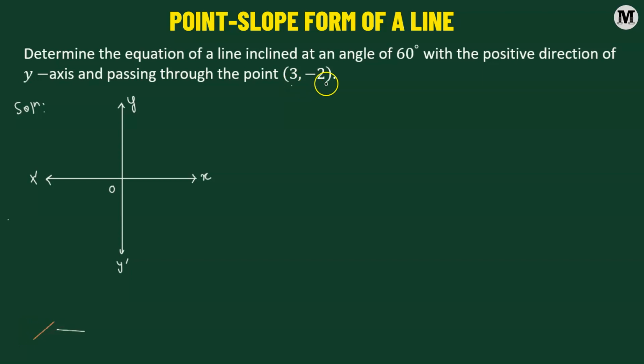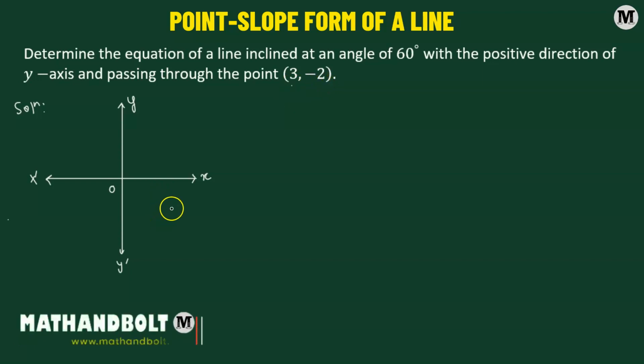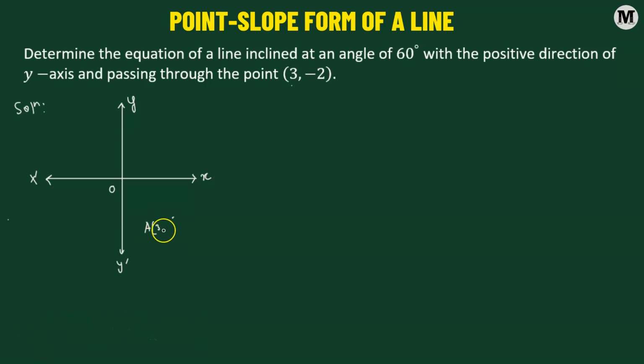Since our x-coordinate is positive and y-coordinate is negative, our point must lie in the fourth quadrant. Let us suppose this is the particular point A with the coordinate (3, -2). A line is going to pass through this point, and this line is going to be inclined at an angle of 60 degrees with the positive direction of y-axis. The positive direction means above the x-axis, the y-axis goes in the positive direction.